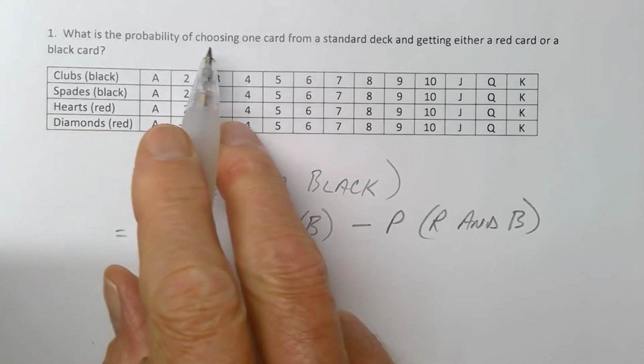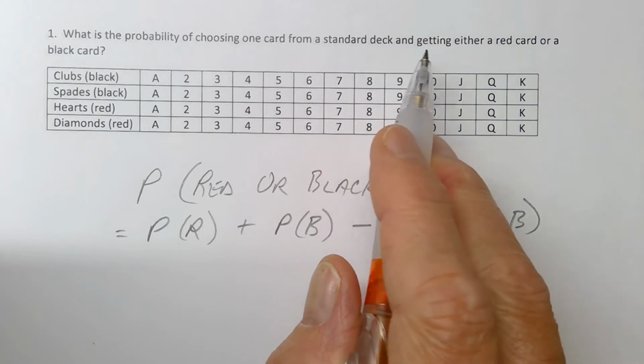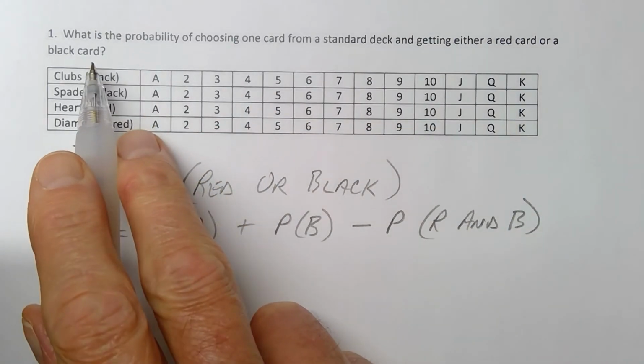So the probability of the first event happening or the second event. In this case, what's the probability of choosing one card from a standard deck of cards and getting either a red card or a black card?